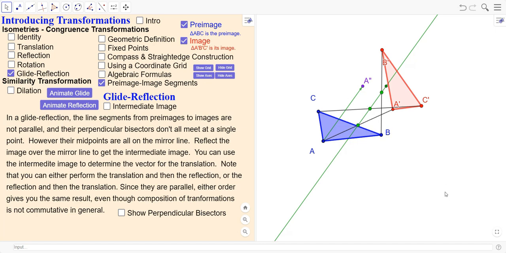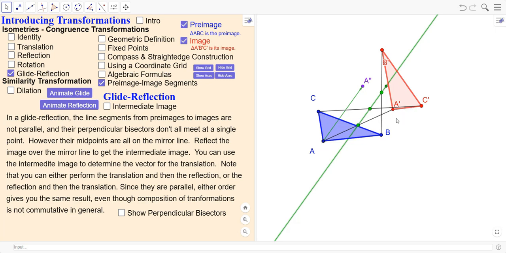They're not necessarily parallel. Those things won't happen. But if you look at the midpoints, they will all be in a straight line. And once you have that, that will identify your mirror line. To finish it up, we just reflect one of the figures.